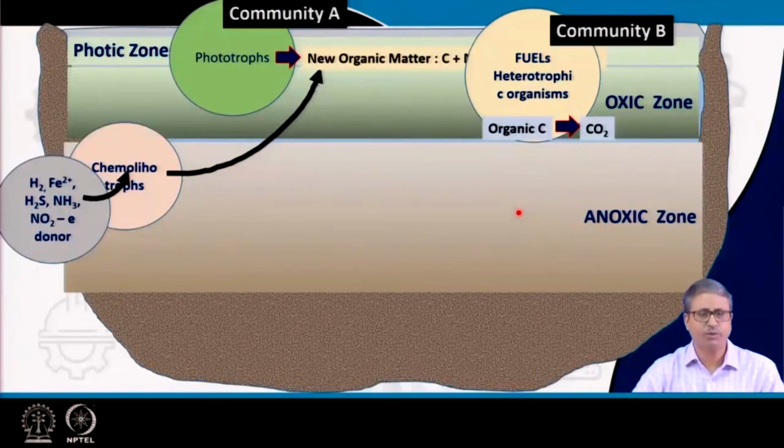Now, we move forward: below the oxic zone, it is expected that the anoxic zone is going to prevail. Anoxic zone means it is an oxygen-free zone. Because of the diffusional barrier and also the utilization of the dissolved oxygen by microbial activities, the oxygen level will decline, and essentially this is going to be the anoxic zone or oxygen-free zone.